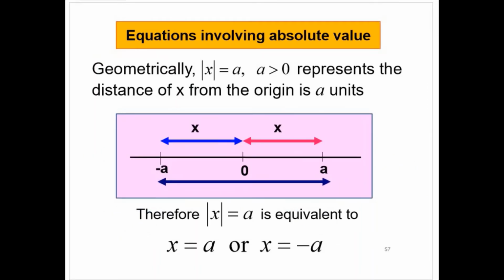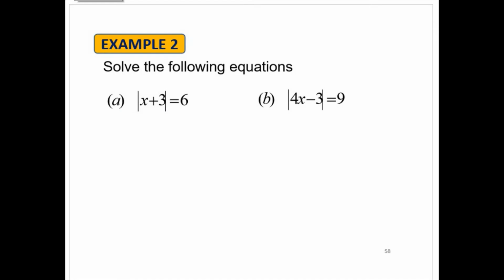Previously, we discussed the expressions of modulus, where we can separate them into piecewise functions. So now we have equations involving absolute values. Geometrically, modulus x equals a, where a is always greater than 0, represents that the distance of x from the origin is a units. Therefore, modulus x equals a is equivalent to x equals a, or x equals negative a. Okay, take a look at these questions.